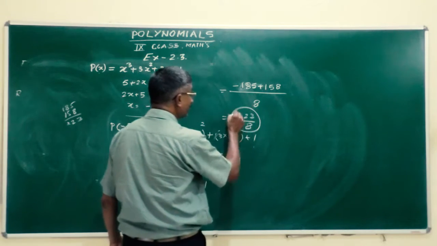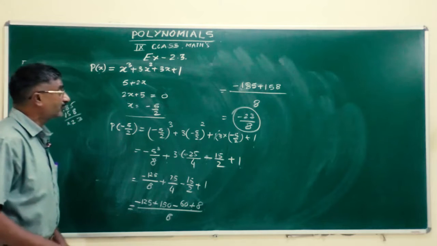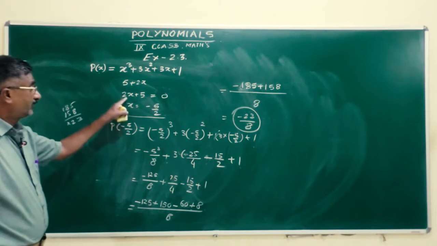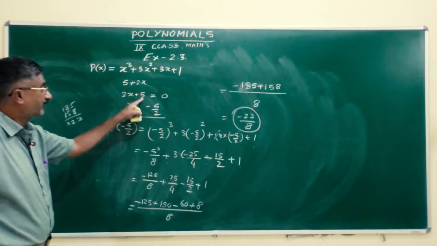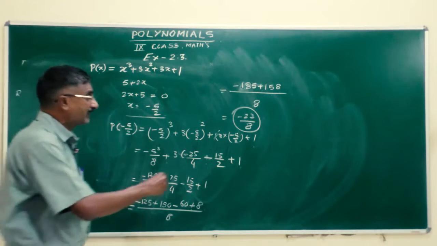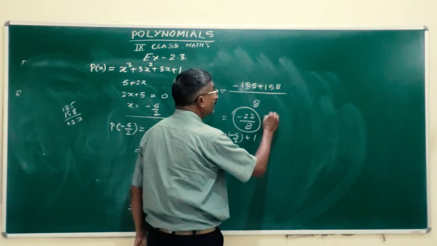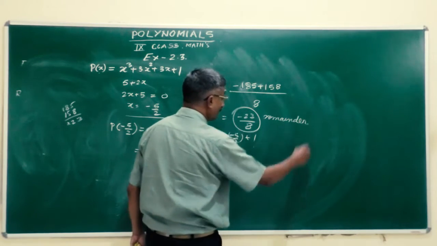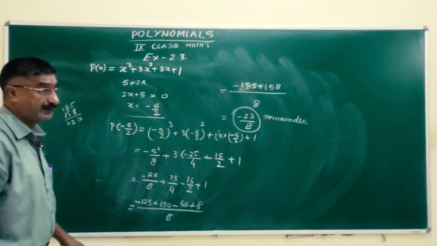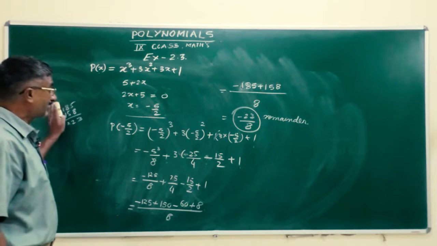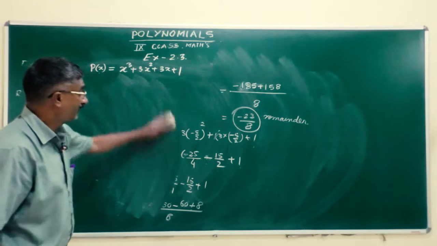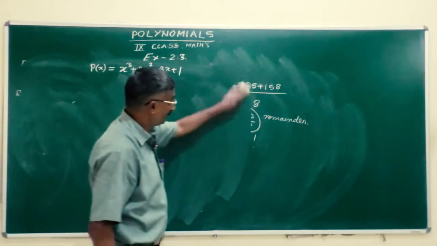So this is the remainder. Means this is also not a multiple of 2x plus 5 or 5 plus 2x. We are getting the remainder equal to minus 23 upon 8. So this is not a multiple, or we can say 2x plus 5 is not a factor of the polynomial. Okay.